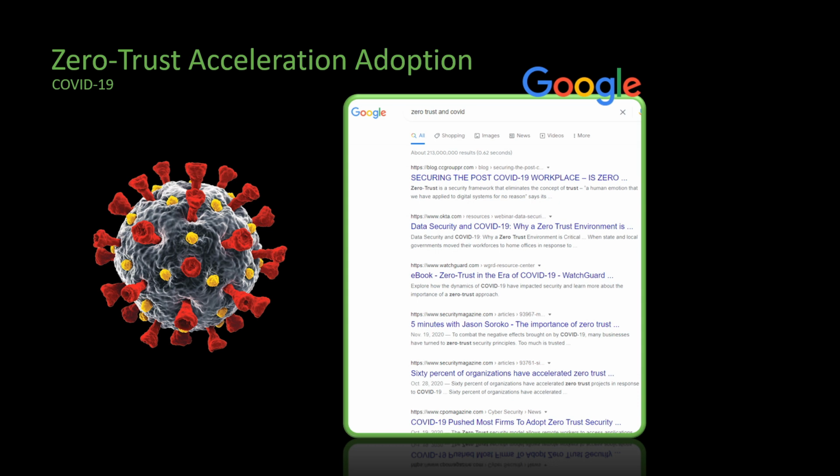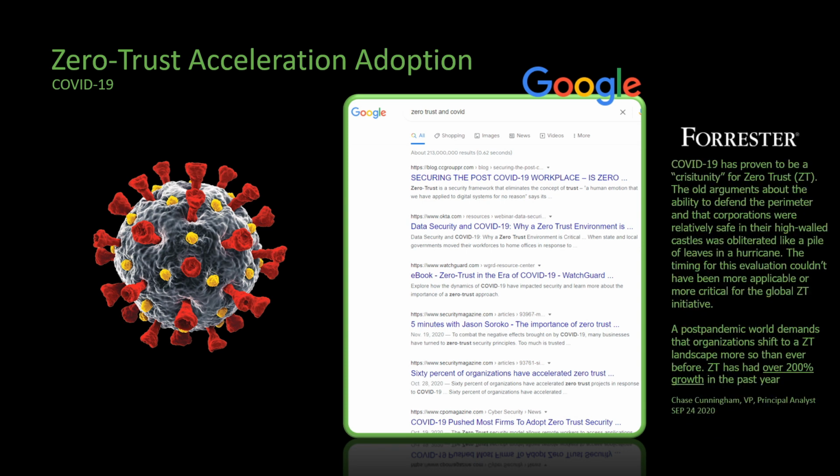Then you got data security and COVID-19. Why a zero trust environment is critical. You got zero trust in the era of COVID-19. 5 minutes with Jason Sirocco, if I said that correctly. The importance of zero trust. Then 60% of organizations have accelerated zero trust. And finally, you see at the bottom there, COVID-19 pushed most firms to adopt zero trust. Wow. But in fact, it's true.